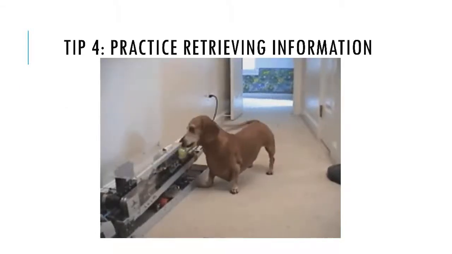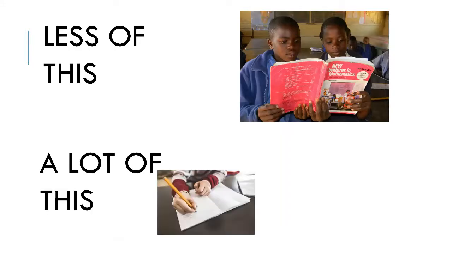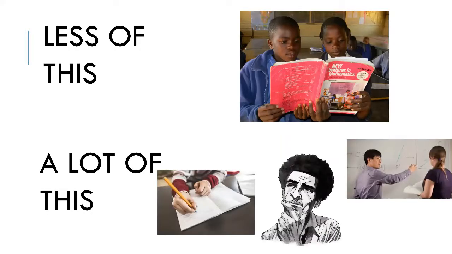Okay, tip 4, practice retrieving information. This is all about not just passively reading. If you're just looking at your math notes and you're like, okay, I know how to do that, you're not actually learning how to retrieve the information from your brain. You're just convincing yourself that you know how to do it.